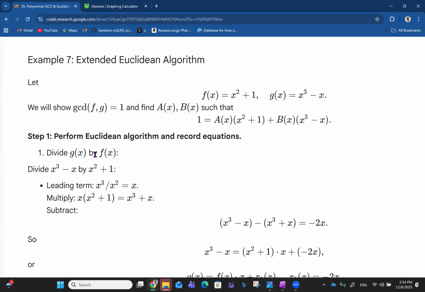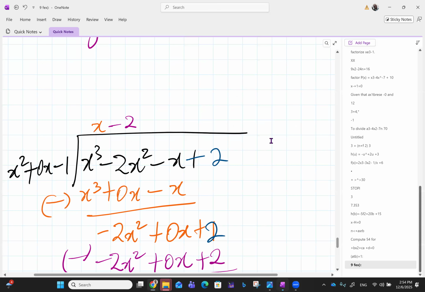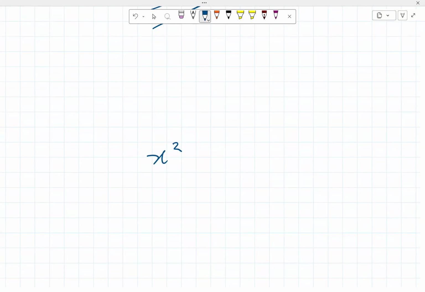First you divide g(x) by f(x), so that's x³ - x divided by x² + 1, because you divide the bigger degree by the smaller degree. Let me just go and do that, because you may be wondering what's happening. So x³ - x divided by x² + 1.